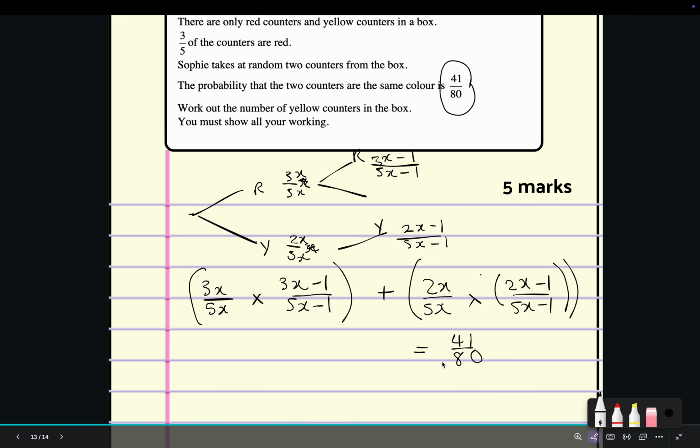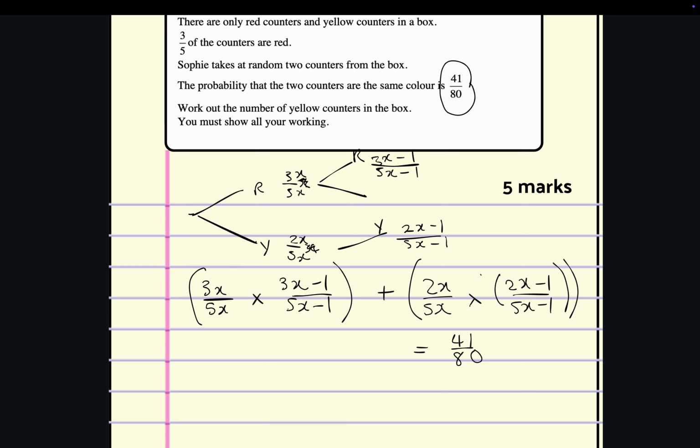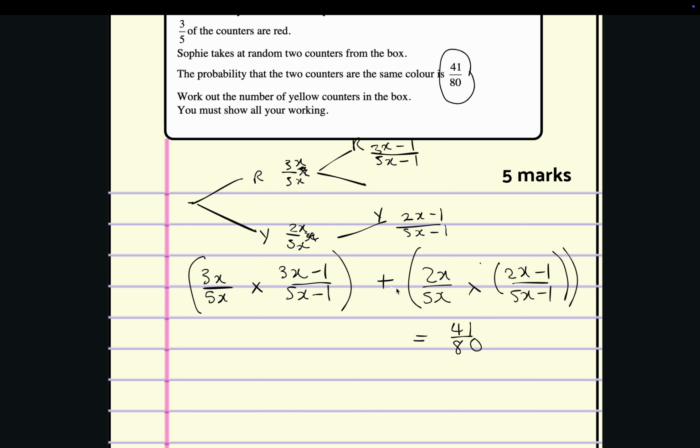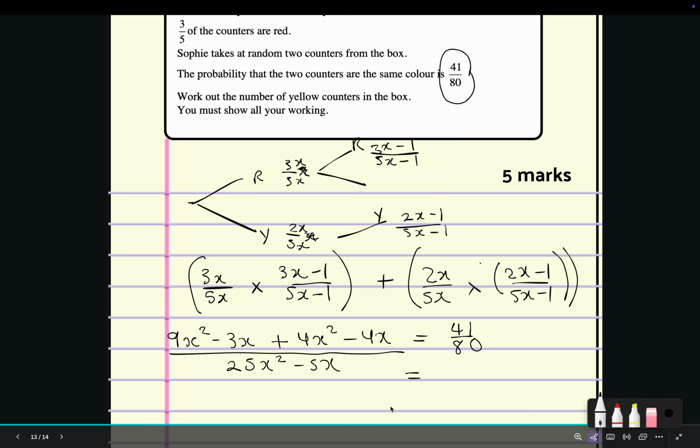Okay, and then you have quite a lot of algebra to solve. So it's not a nice question for the absolute last one. But what we could do is we can make them all common. Well, you've already got these two common, so you can just add the top. So you would have 9x squared minus 3x, add 4x squared minus 4x all over 25x squared minus 5x. Then you could actually just simplify that and then cross multiply.